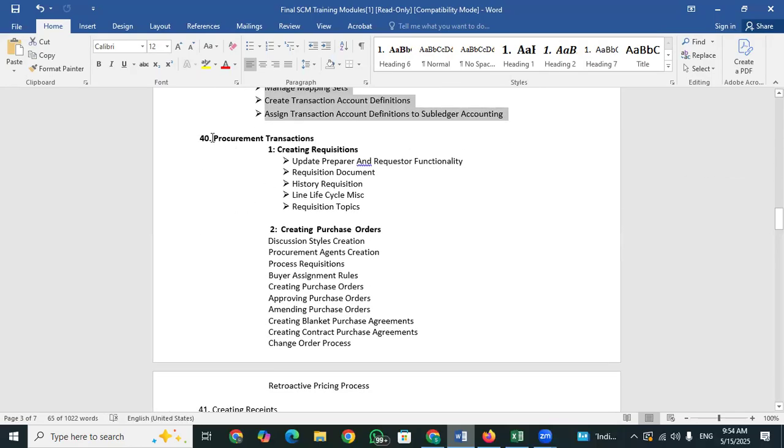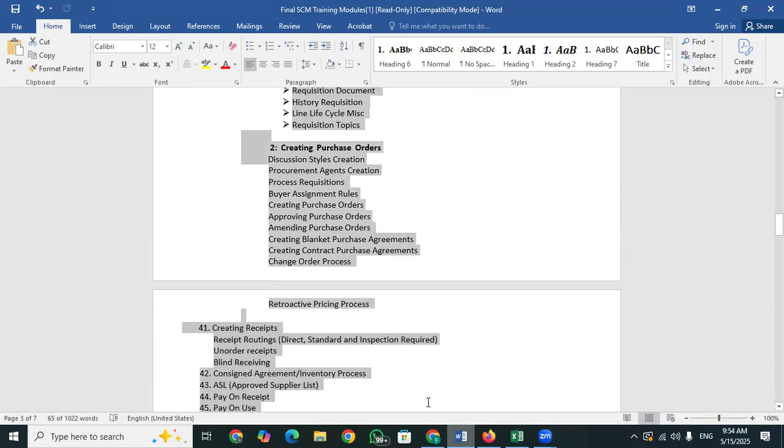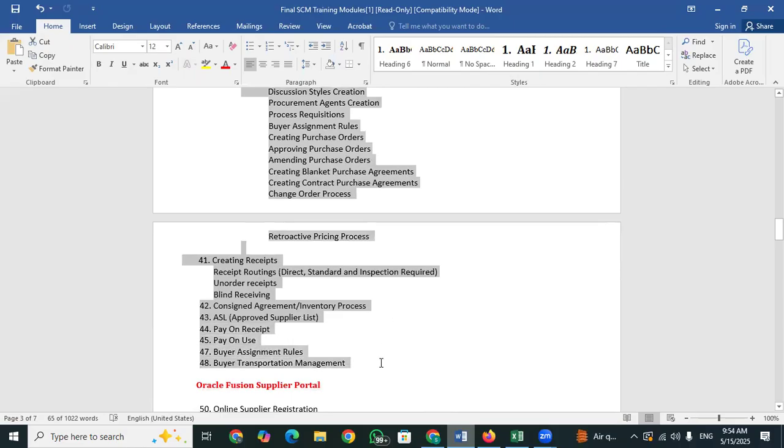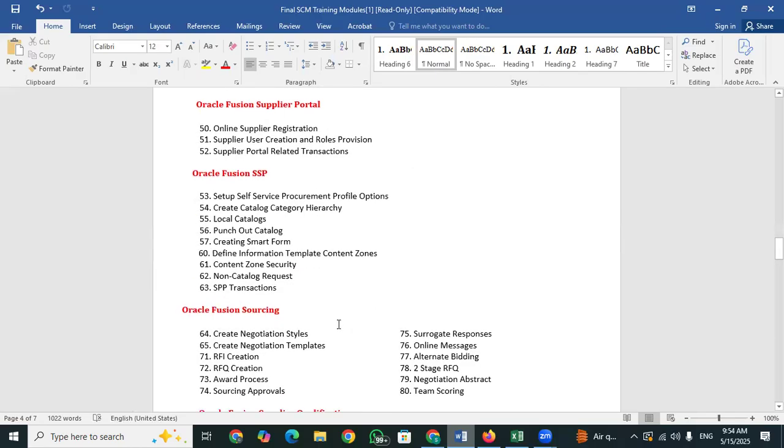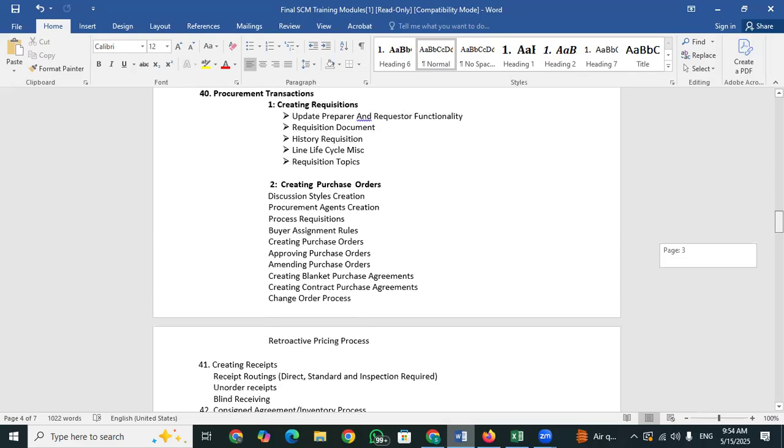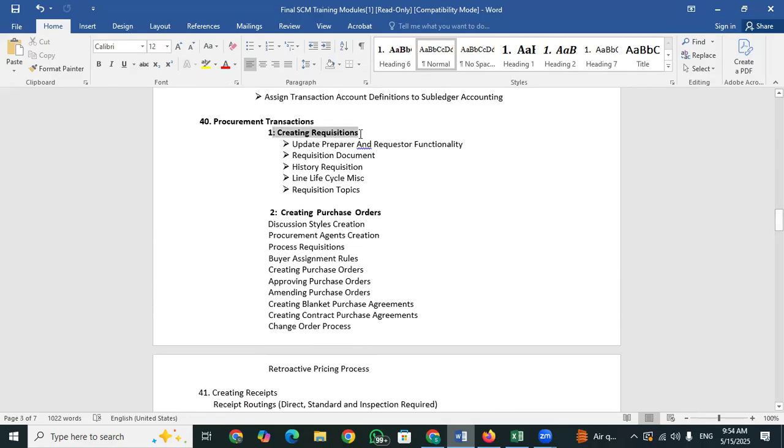So after configurations are completed, we start with transactions, the same as inventory transactions. See, some employee needs some material in the organization, or the organization needs some material. First, they are going to create a requisition. Once the requisition is created, then it goes for a purchase order.